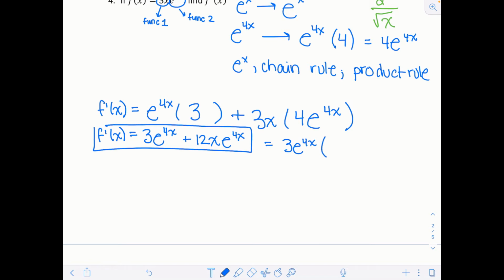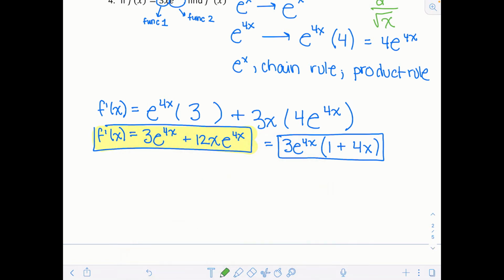So if you factor out the e to the 4x, that would become 1 plus 4x. And these are the same thing. But for our purposes in this class, you can go ahead and leave it like this.